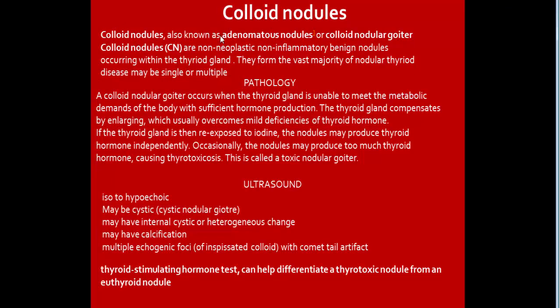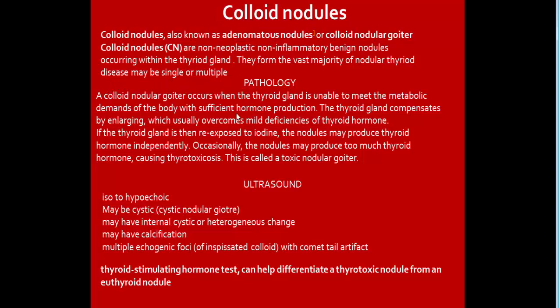Colloid nodule, known as adenomatous nodule or colloid nodular goiter. Colloid nodules are non-neoplastic, non-inflammatory benign nodules occurring within the thyroid gland. They form the vast majority of nodular thyroid disease, and may be single or multiple.